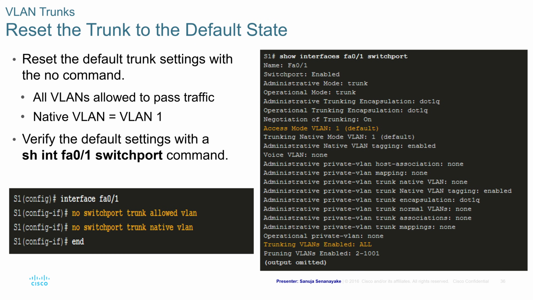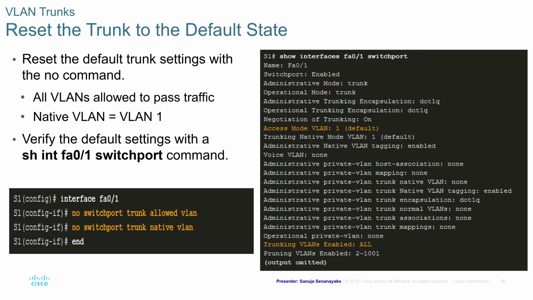Reset the trunk to the default state. What happens if you set up a trunk and realize you made a mistake and would like to set everything back to the default state? You can reset the default trunk settings with the no command. All VLANs are then allowed to pass traffic and the native VLAN will be set to 1. Verify the default setting with the show interface command, again the same thing.